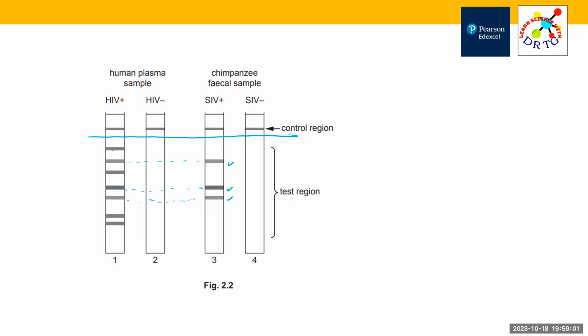Conclusion is: the tested region of the HIV positive sample has 1, 2, 3, 4, 5, 6, 7 antigens positive, and the SIV one shared only 3 antigens with HIV from the samples.